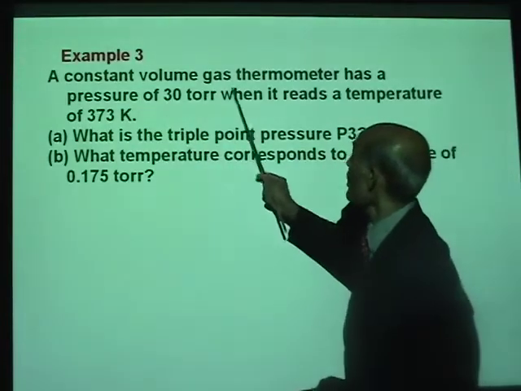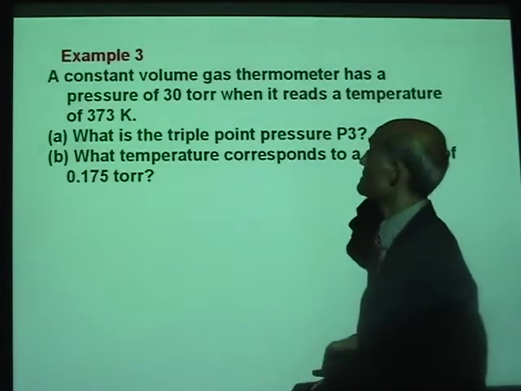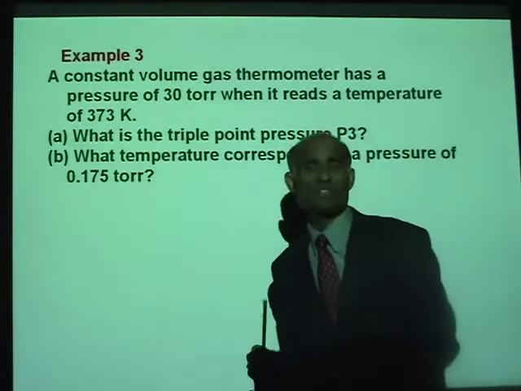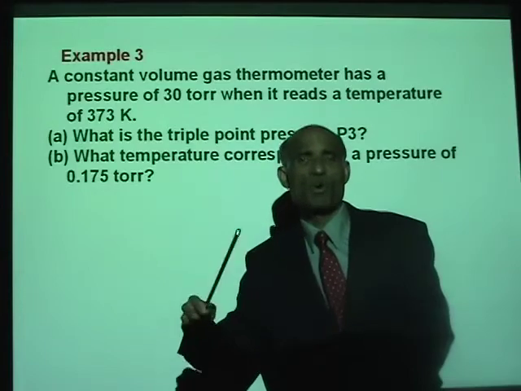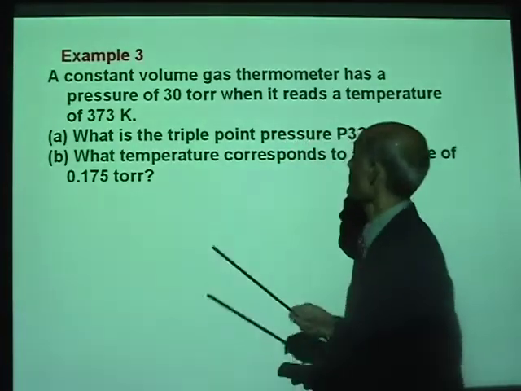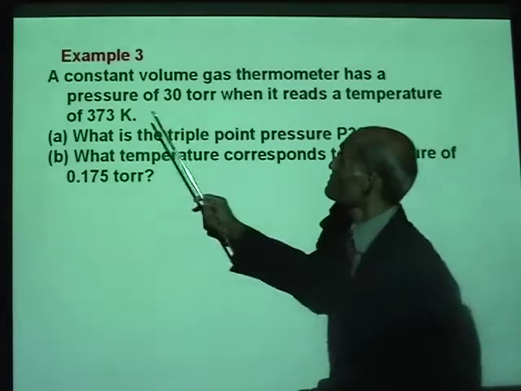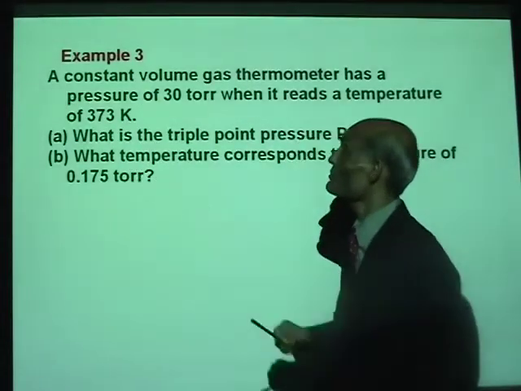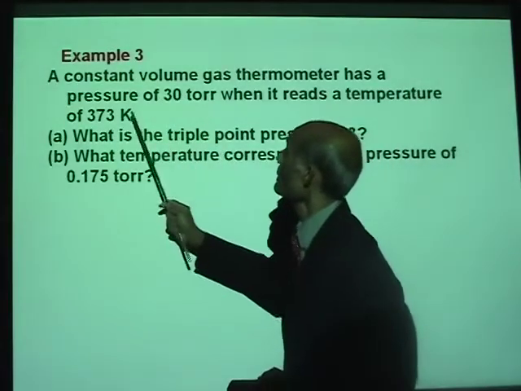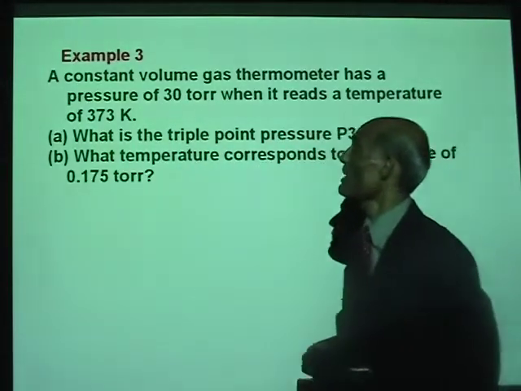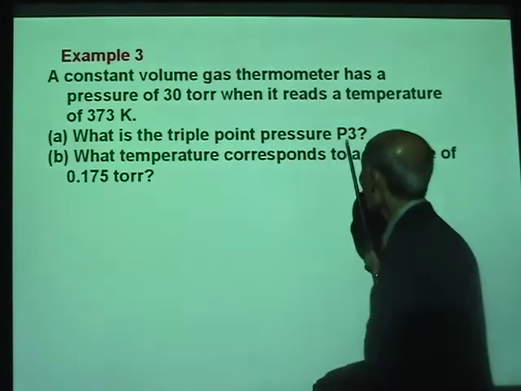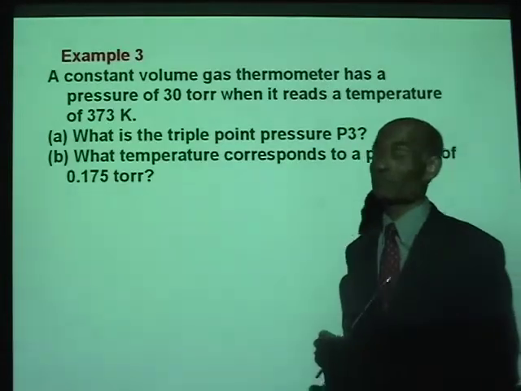A constant volume gas thermometer has a pressure of 30 torr. You remember the unit of pressure we taught? Torr. The torr is a millimeter of mercury. When it reads a temperature of 373 Kelvin, so a pressure of 30 torr corresponds to a temperature of 373 Kelvin. What is the triple point pressure P3?